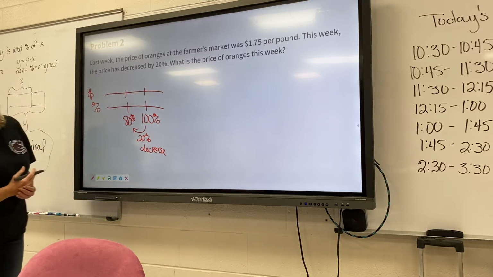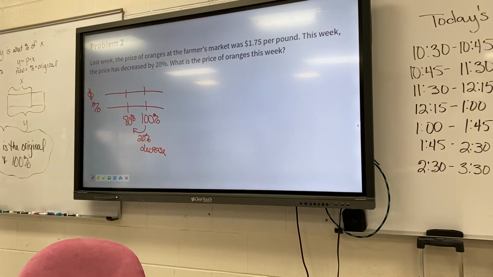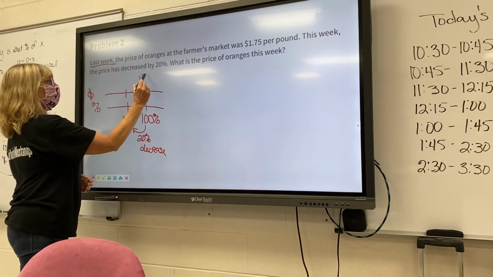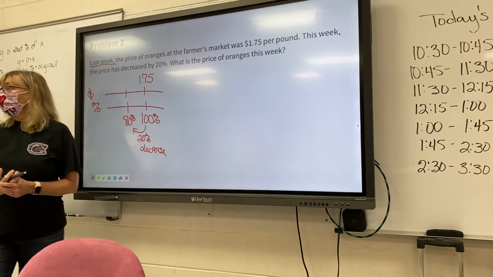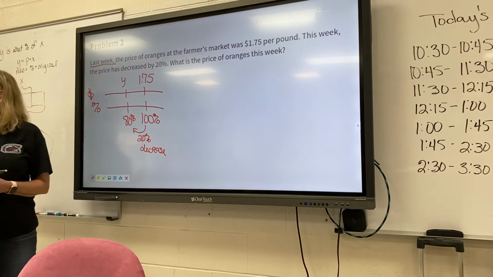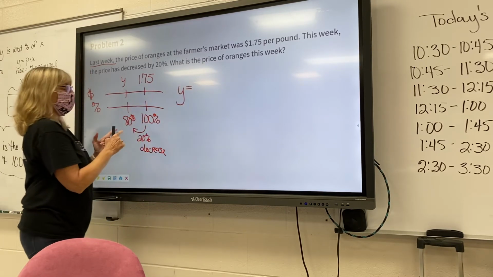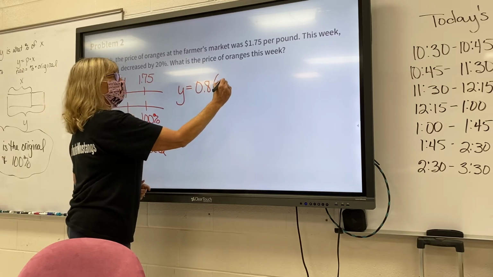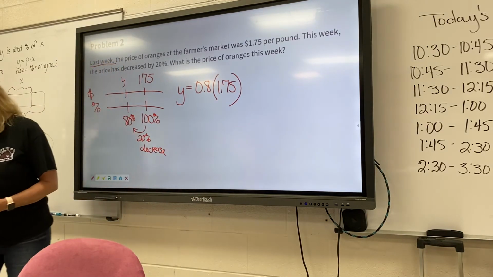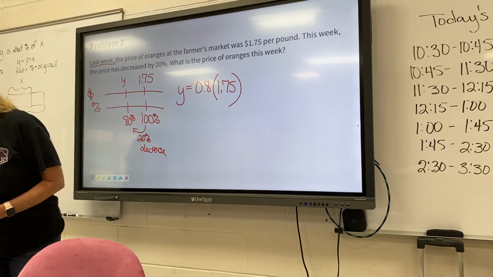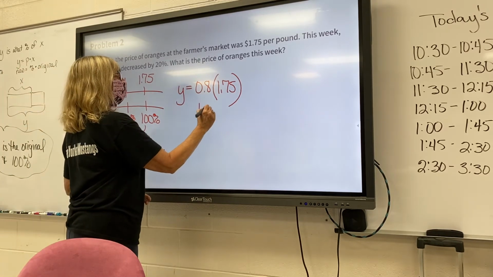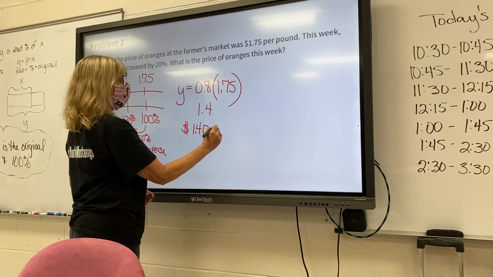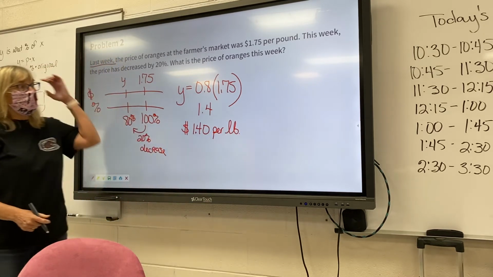Now we have to decide, where does that $1.75 go? Is that my original or is that my new? Original. That's my original because it says last week. Y is what percent of X? We don't know Y. That's what we want to know, right? Y is 80% of, which means to multiply, X, $1.75, which equals 1.4. I'm pretty sure. $1.40. So this is money, so the price of oranges is now $1.40 per pound. Okay?